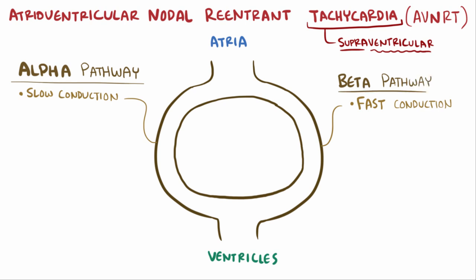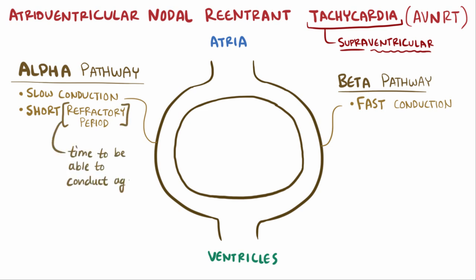the beta pathway. Not only that though, the alpha pathway has a short refractory period, which is the time it takes to be able to conduct another signal. The beta pathway, on the other hand, has a long refractory period. Once you have all those things, you've got yourself a recipe for AVNRT.